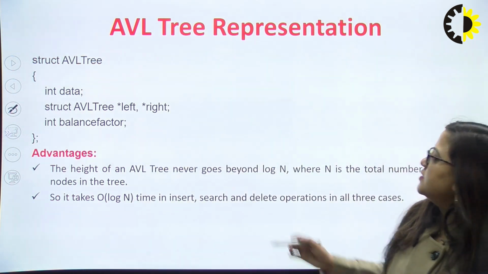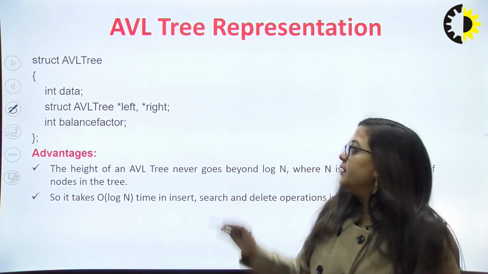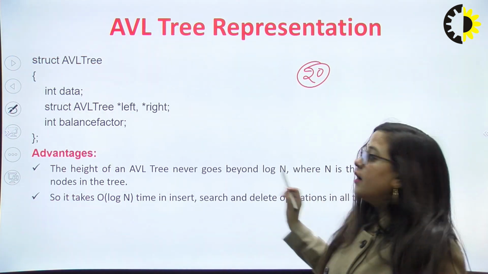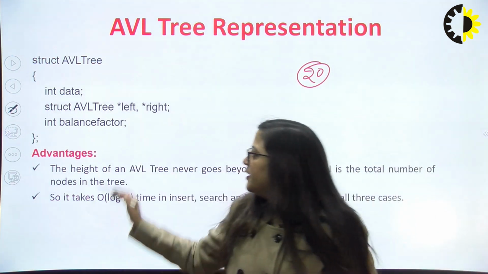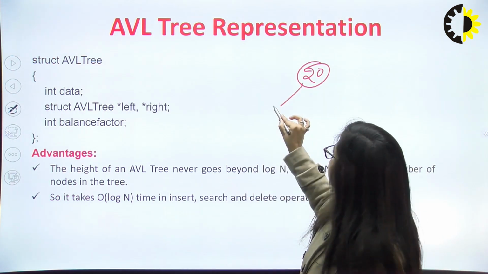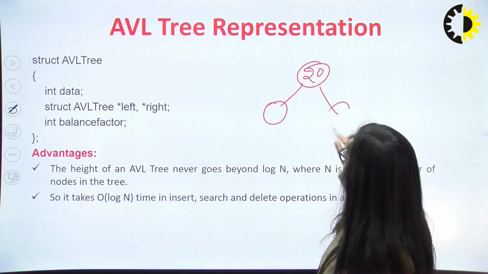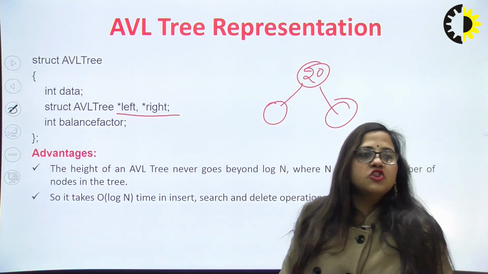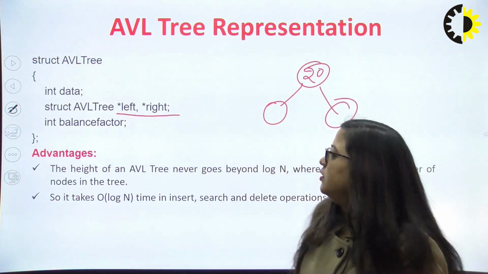For an AVL tree, first the data: the root node is 22, with data, and a struct. Struct AVL tree, and left to right. Right is the right child and left is the left child. So it is struct AVL node, again left to right, and check the balance factor.